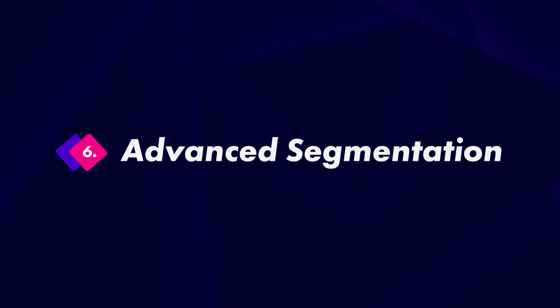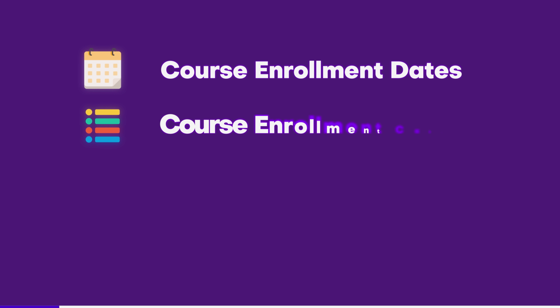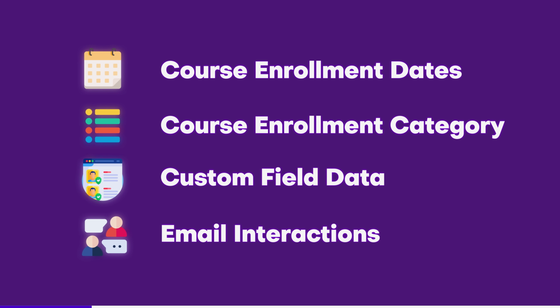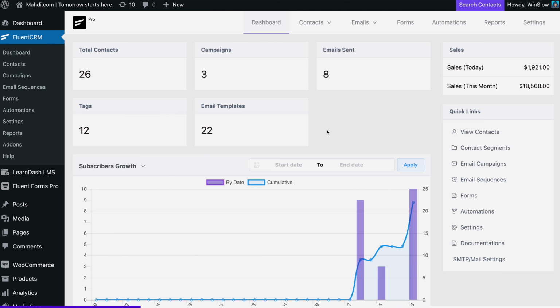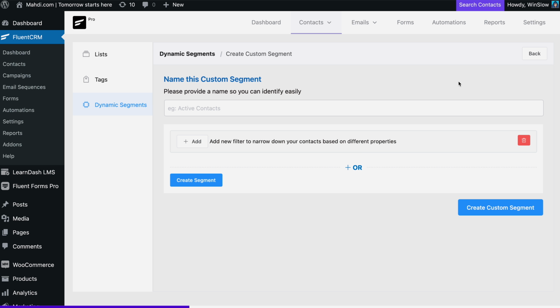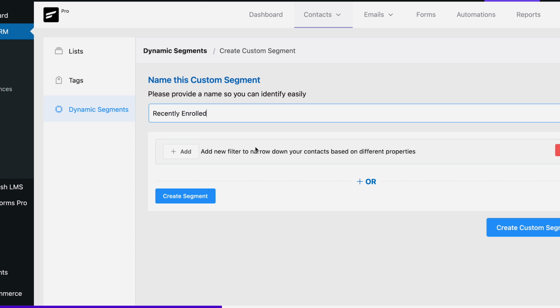However, that's not all. With FluentCRM, you get to achieve all kinds of advanced segmentation, such as course enrollment dates, course enrollment category, custom field data, email interactions, and many more. For example, let's say you want to find students who joined within the last 2 months. To create these segments, we can go to Dynamic Segmentation. Then, click Create New Segment. Now, all you have to do is give it a title and set your conditions.